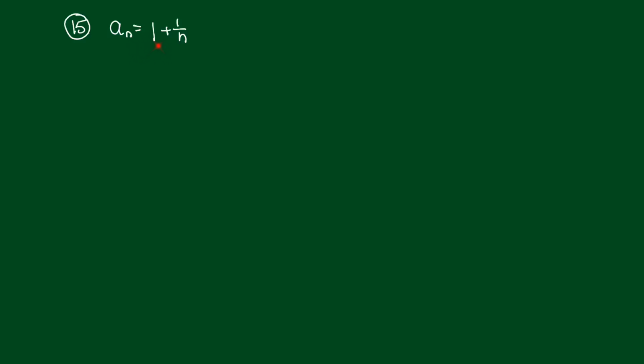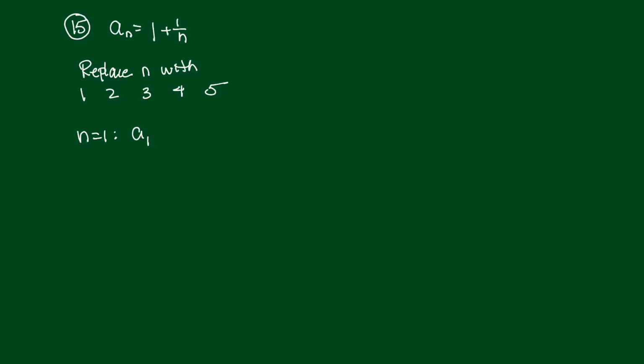Let's write the first 5 terms of this sequence given by 1 plus 1 over n. So we'll do so by replacing n consecutively with 1, 2, 3, 4, and 5. So let's start here with 1. So when n equals 1, here's what we're going to get.